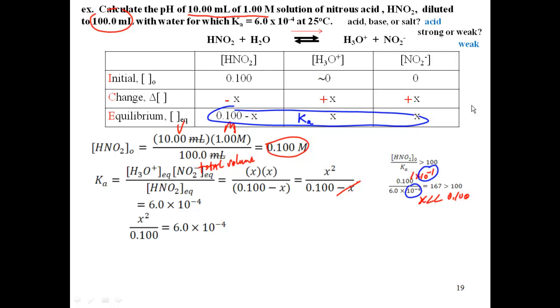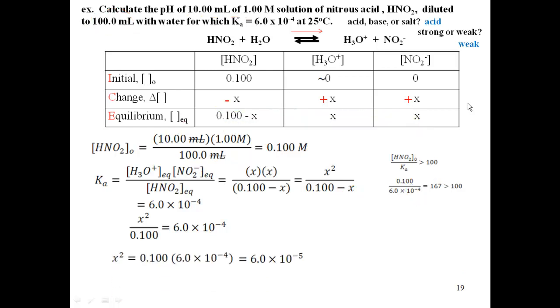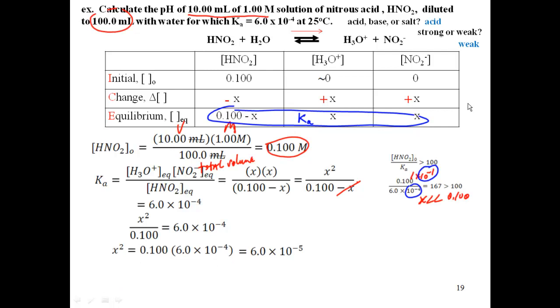I now want to get X by itself, so I'll multiply 0.1 to both sides, which gives me X squared is equal to 0.1 times 6.0 times 10 to the negative 4th, which gets me 6.0 times 10 to the negative 5th. I want to get X by itself, so the next thing would be to take the square root of both sides, which gives me my X value equal to 7.7 times 10 to the negative 3rd molarity. I want to ask myself the question, what does X represent in this problem?